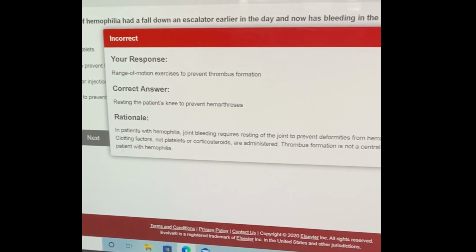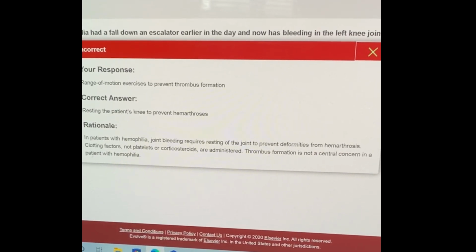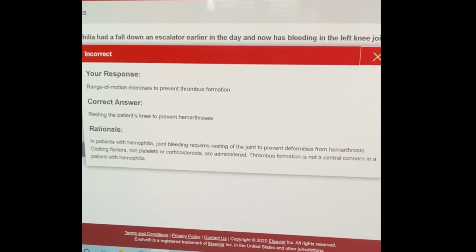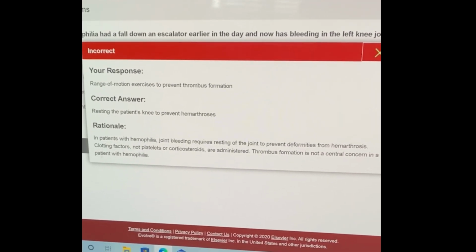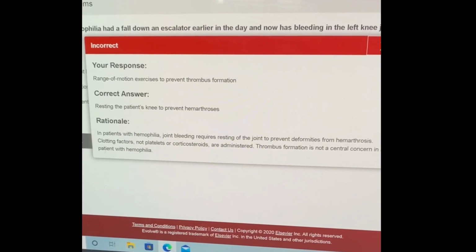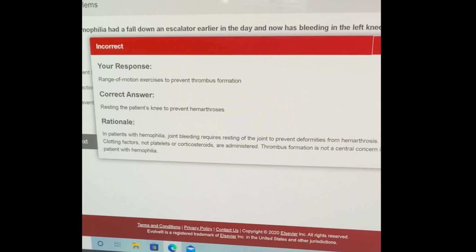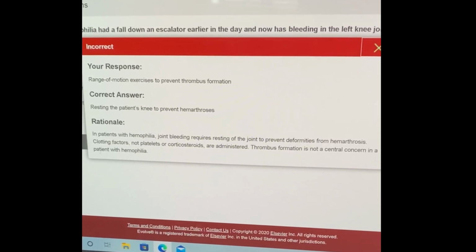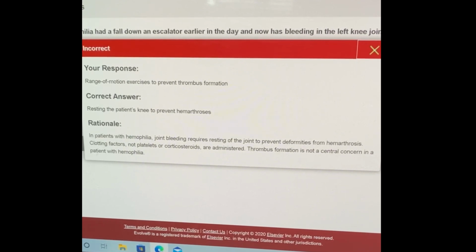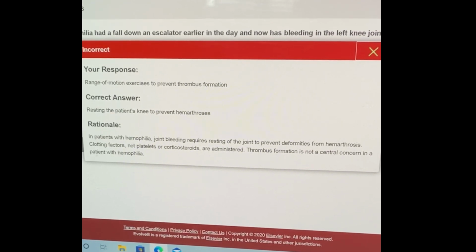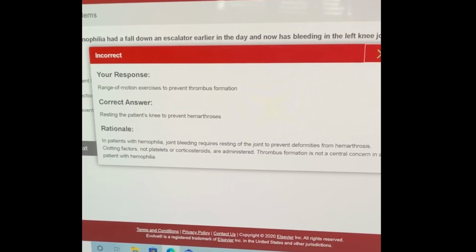Dang it. So resting, you don't want to. I picked, it was either one. You was between those two. Go on, brother. So it says clotting factors, not platelets or corticosteroids, are administered. Thrombus formation is not a central concern in a patient with hemophilia. For patients with hemophilia, joint bleeding requires resting of the joint to prevent deformities.